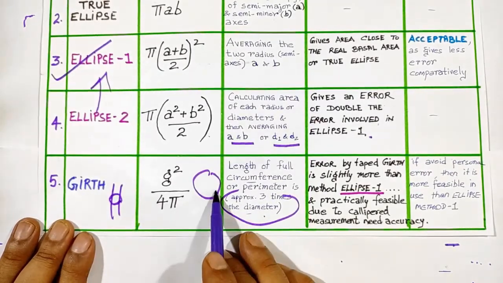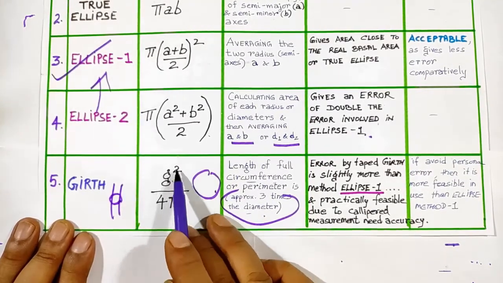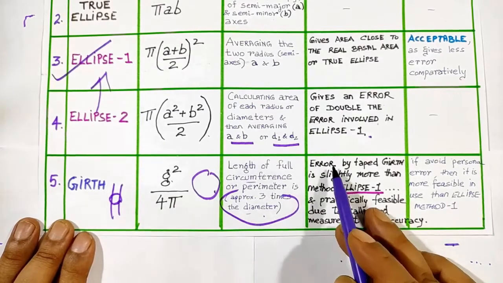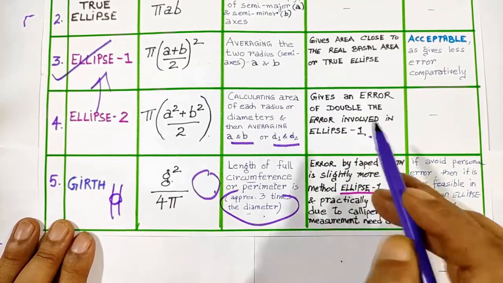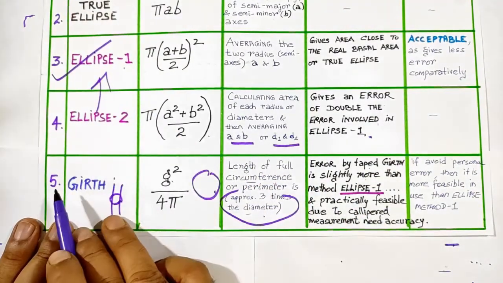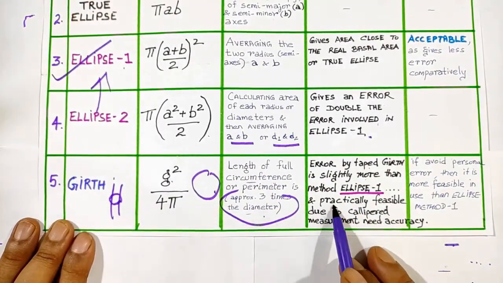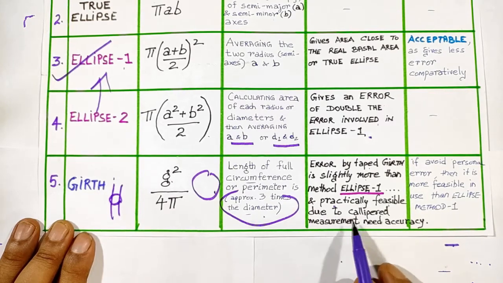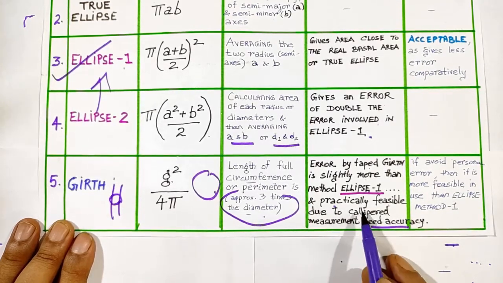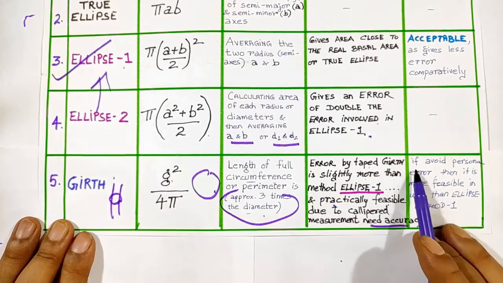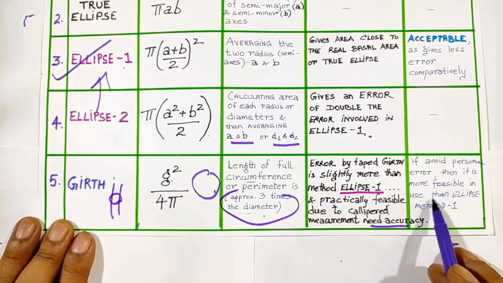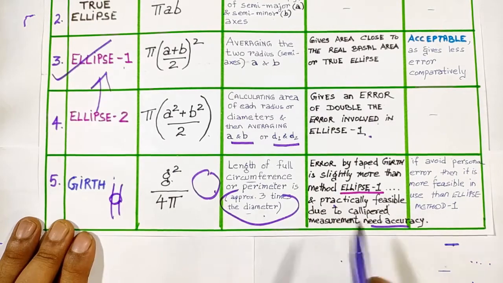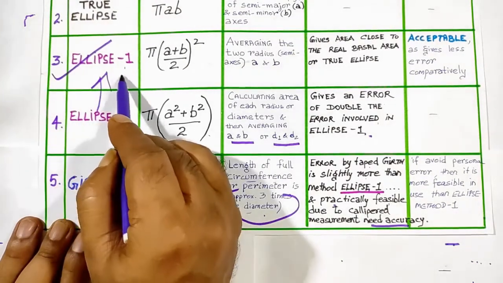So what we get here, when we take the entire girth, it is squared and divided by 4 pi. Error by tape girth is slightly more than ellipse 1, as in the calculation we have shown. So it is practically feasible. Due to caliper measurement needing accuracy, it is more handy. If we avoid personal error, then it is more feasible in use than the ellipse 1 method, because the ellipse 1 method is by caliper.